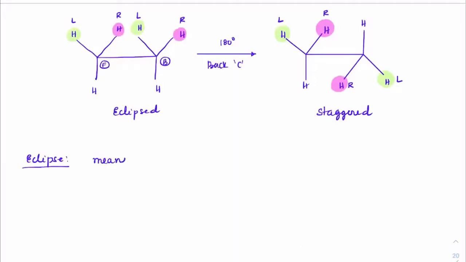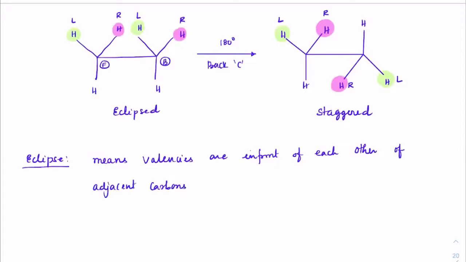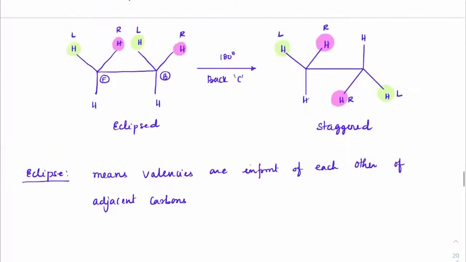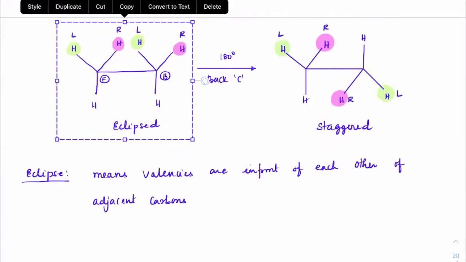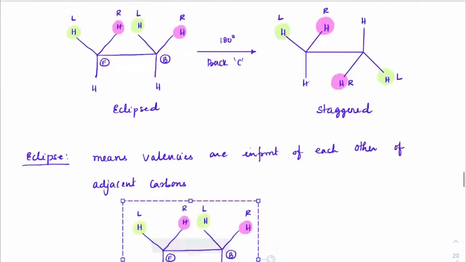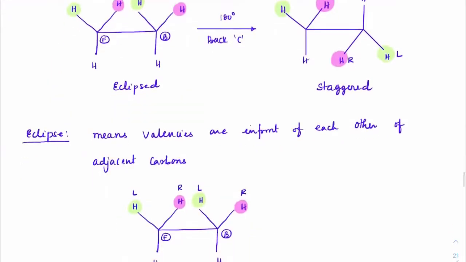Eclipsed means those carbon valencies are in front of each other, in front of each other on adjacent carbons, okay? So you can see that if I take this eclipsed form, one carbon is in front of the other, one group is in front of the other group, like this group is in front of this group, in front of this group. Okay, so these are adjacent carbons.